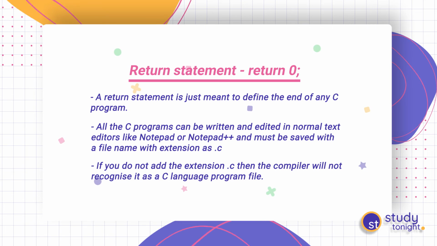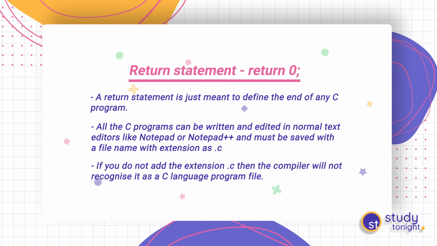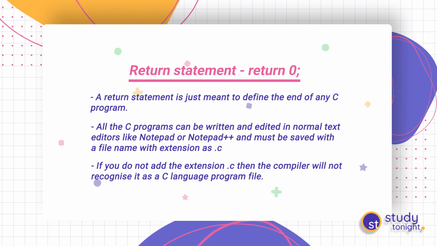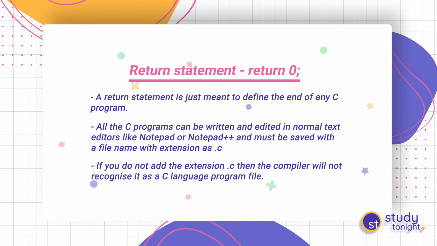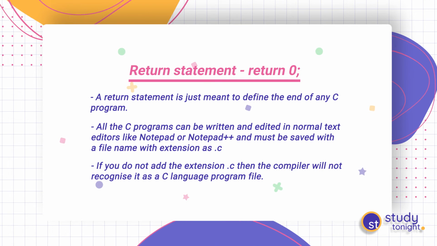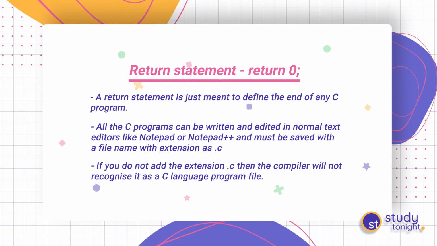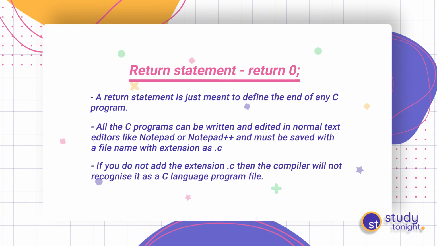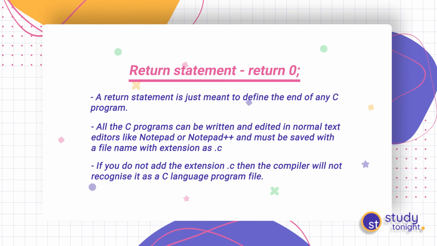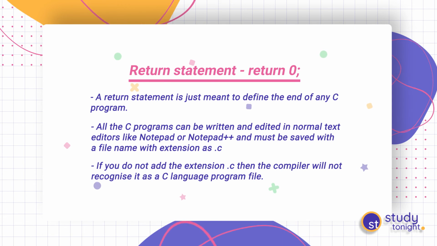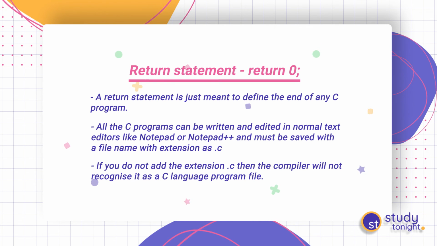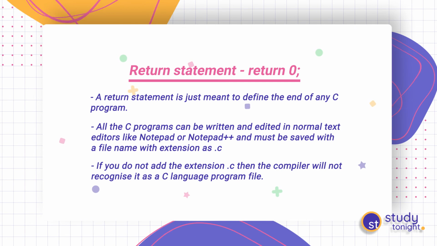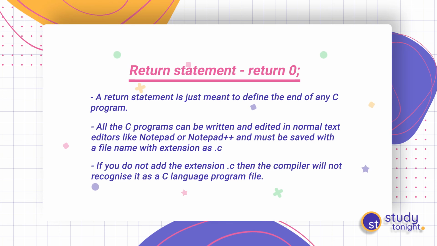Now, all C programs can be written and edited in normal text editors like Notepad or Notepad++ and must be saved with a file name with extension .c. Suppose we are writing any program, so when we are saving it, we will use the .c extension for C programs. For C++, we use .cpp. Now, if you do not add the extension .c, then the compiler will not recognize it as a C language program file. And that's all for today.